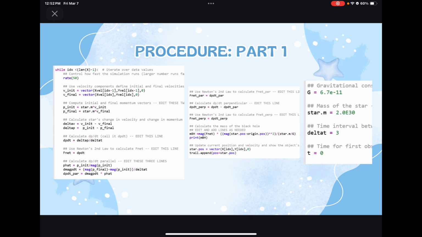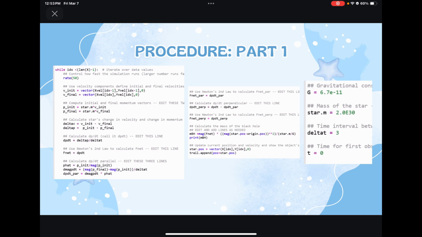You can see that the star's change in velocity is calculated, delta V, which is the difference between V initial and V final, and then delta P, which is the difference between P initial and P final. These were combined to find delta P over delta T, and F net is equal to dP over dt, as seen in Newton's second law. Then we calculated dP over dt parallel, as you can see in the code below, and then Newton's second law was used to calculate F net parallel.